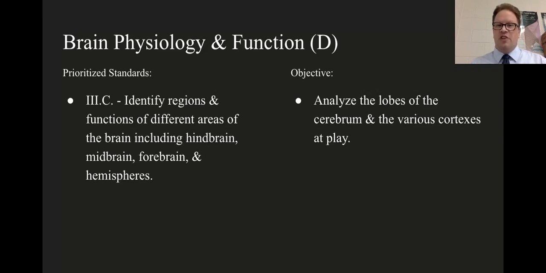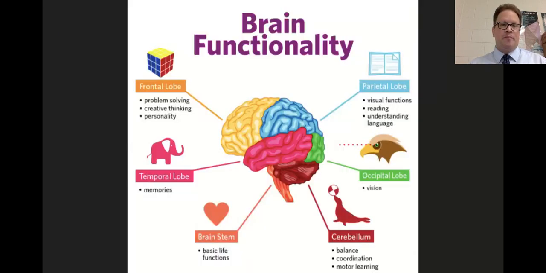All right, this is Brain Physiology and Function, Section D lecture. Our prioritized standards are 3C. Objectively, we're going to analyze the lobes of the cerebrum and the various cortexes at play.